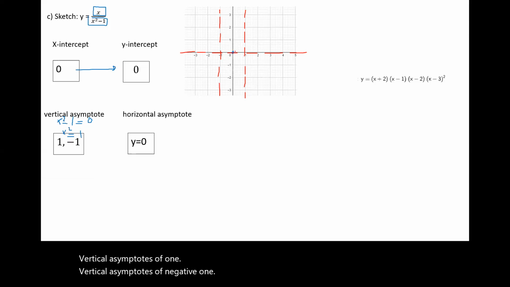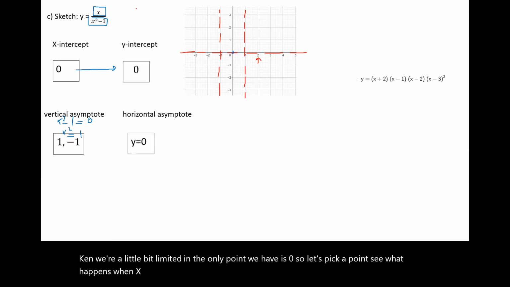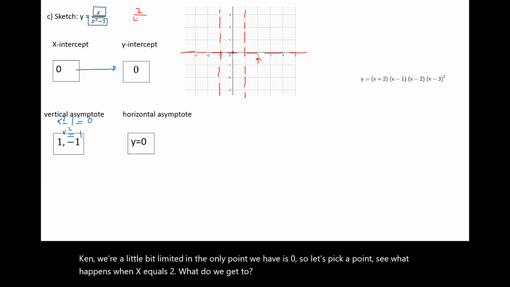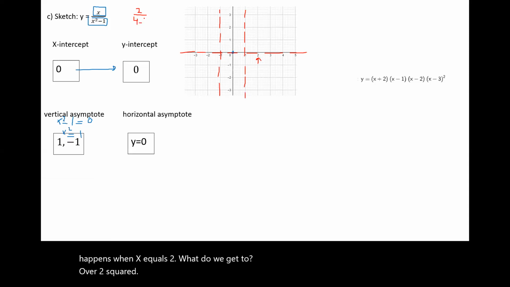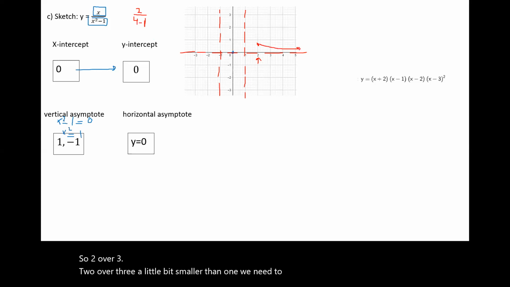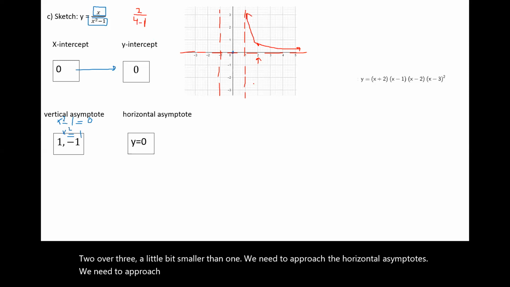Again, we're a little bit limited and the only point we have is 0. So let's pick a point and see what happens. When x equals 2, what do we get? 2 over 2 squared minus 1, so 2 over 3. A little bit smaller than 1. We need to approach the horizontal asymptote. We need to approach the vertical asymptote.